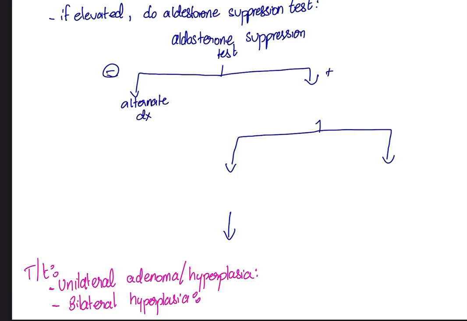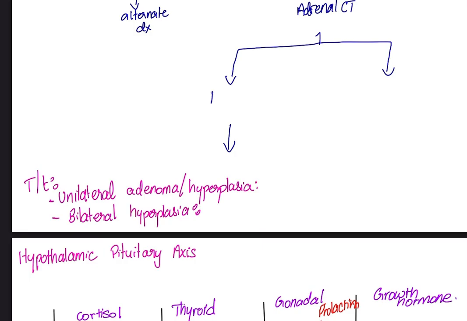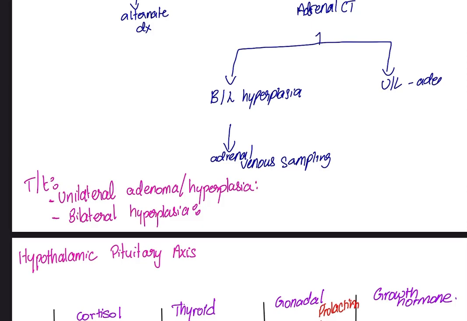If it's positive, we need to do adrenal CT. If you see bilateral hyperplasia on adrenal CT, you need to do adrenal venous sampling. Or on CT, you can see unilateral, and it's usually adenoma if it's unilateral.